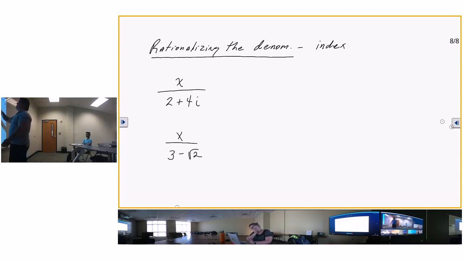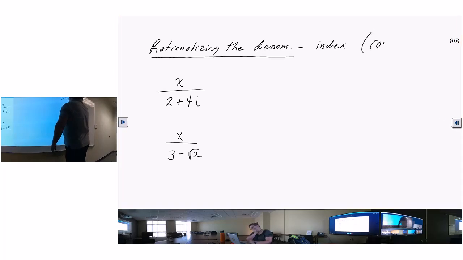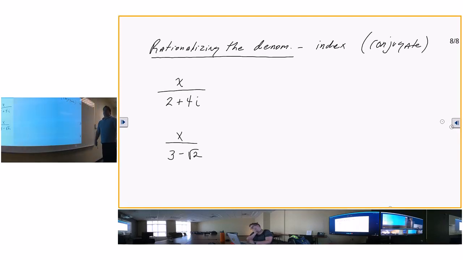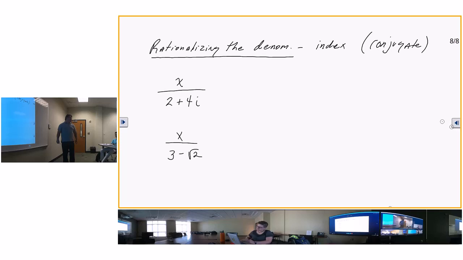When you rationalize the denominator, you're going to have to use the conjugate. Conjugate. I have to spell it out when I'm writing it because sometimes it's hard for me to spell. Put an N in it.